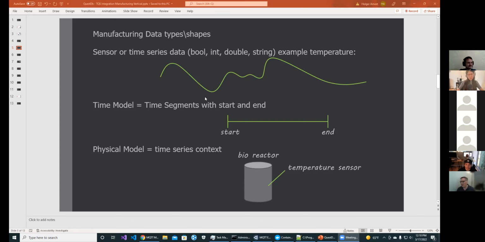The temperature measurement when you're making the dough is of course meaningless for the process. You only need it when you actually put the pizza in. And then, of course, the physical model is where that temperature sensor is located. It doesn't make sense when you bake the pizza to look at your thermostat. That's still like room temperature. That doesn't give you any information about the quality of your product. So context in manufacturing is pretty much everything.